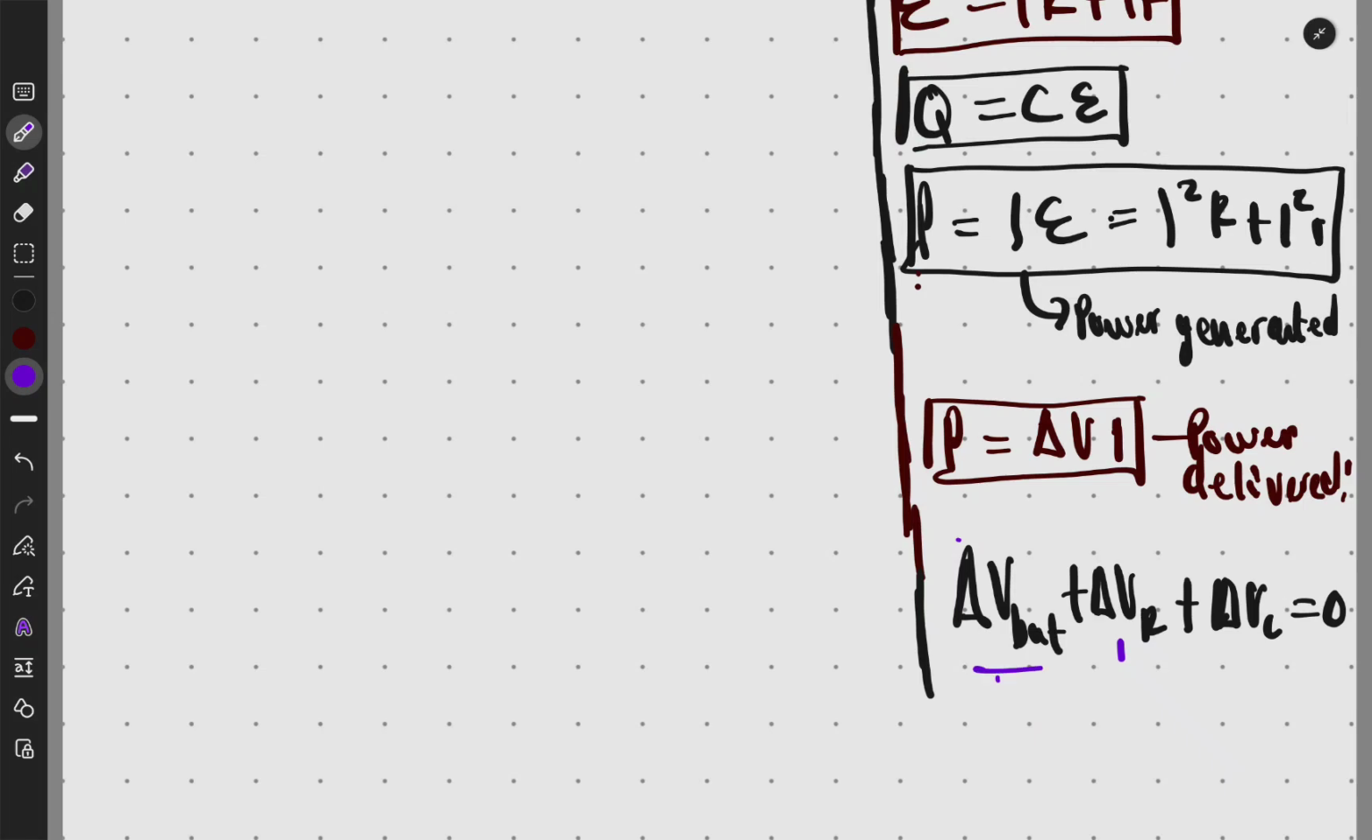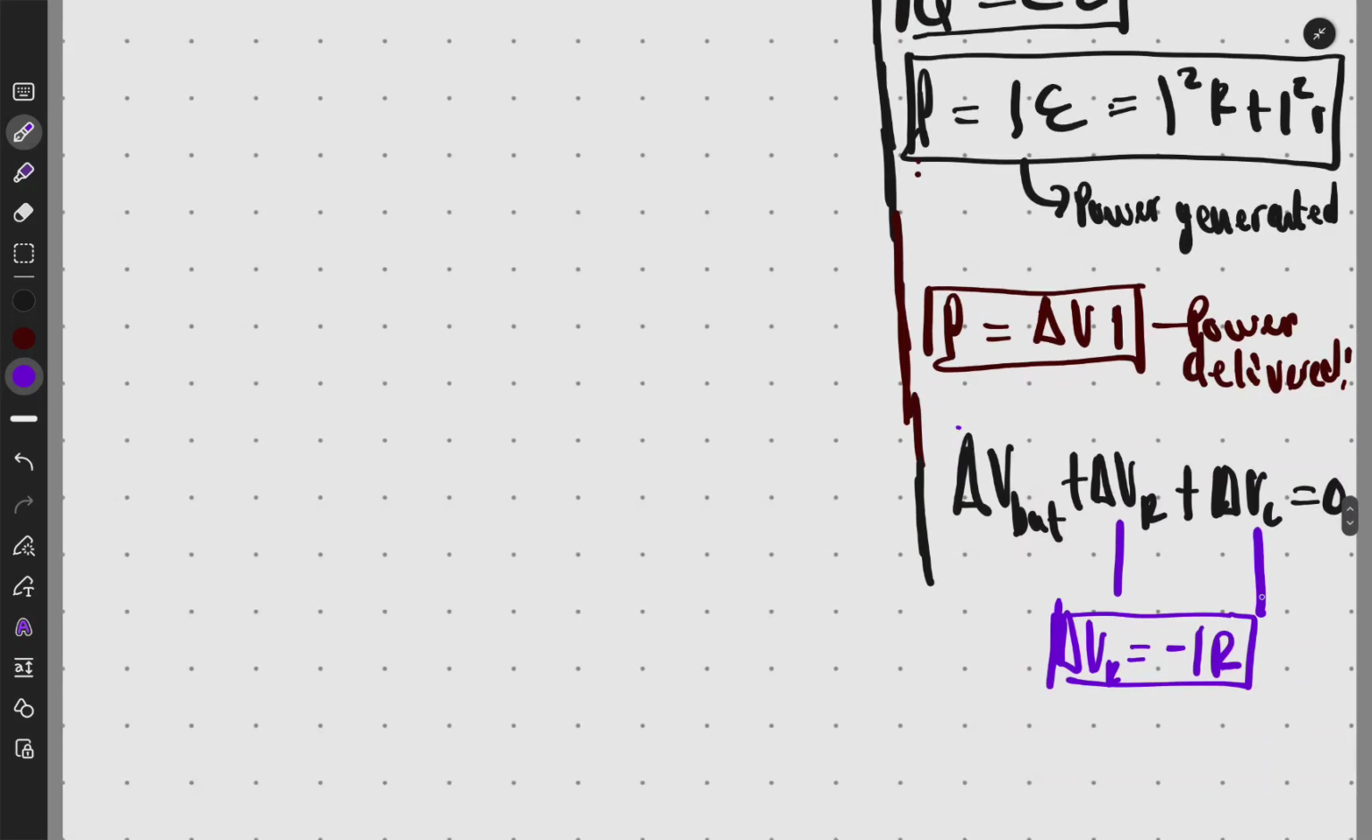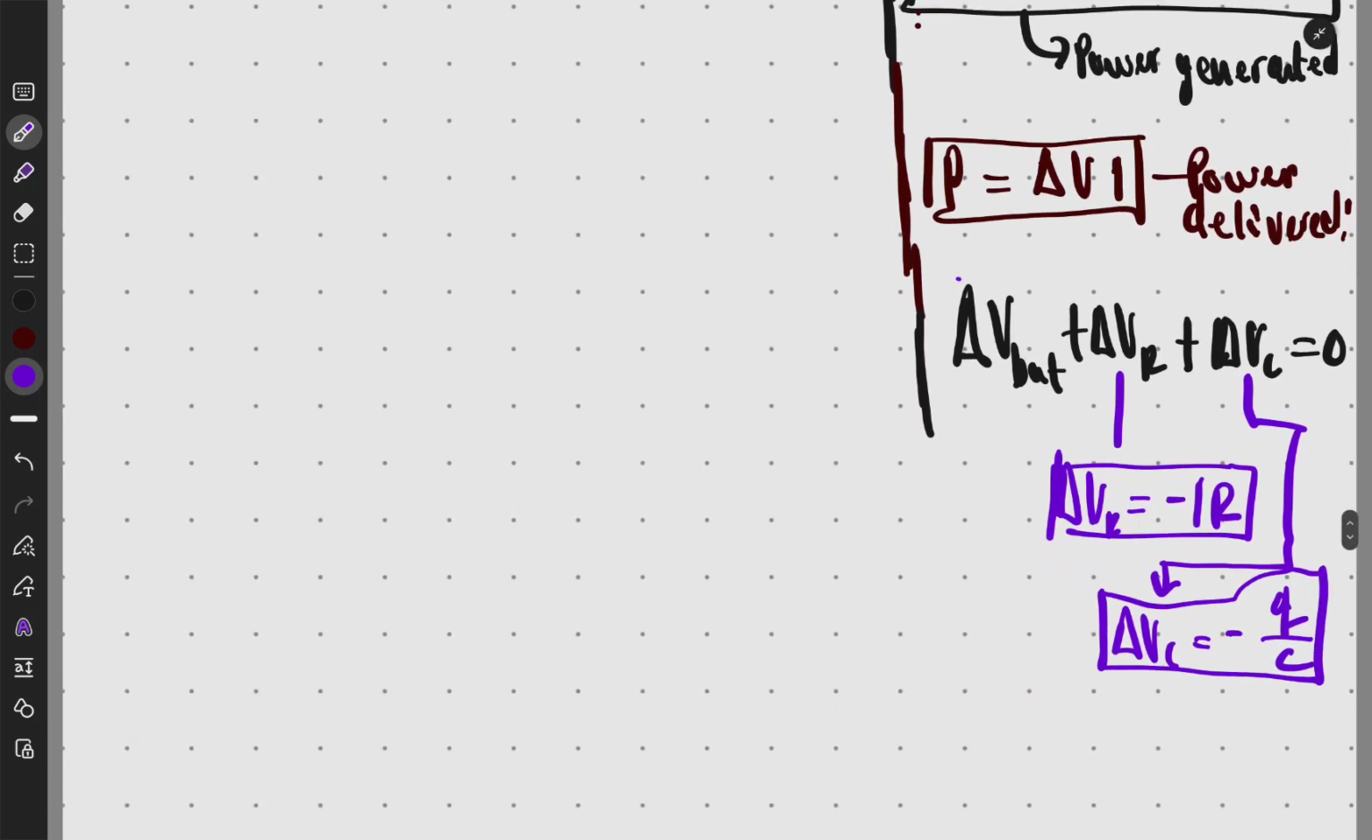Now, we know that the delta V battery is just our E, the EMF. The delta V of the resistor, we said, is always going to be negative, so it's negative IR. That is for one circuit, please, when you have only one loop. Now, delta VC, we said again, you find it as a drop. So delta VC is equal to negative Q over C, where Q is the charge and C is the capacitance in farads.